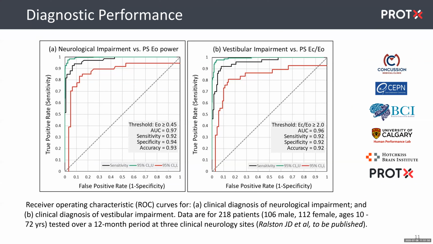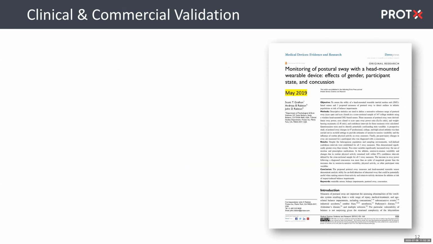This slide illustrates the diagnostic power of the Protxx Clinic solution to provide independent measures for neurological, sensory, and musculoskeletal impairments. For the biostatisticians on the call, the areas under the curve, sensitivity, and specificity are all above 90% for the respective diagnoses. The data shown here is for 218 patients, about half male, half female, ranging in age from 10 to 72 years, that were tested over a 12-month period at 3 different clinical neurology sites. This is about to be published in our second major peer-reviewed study.